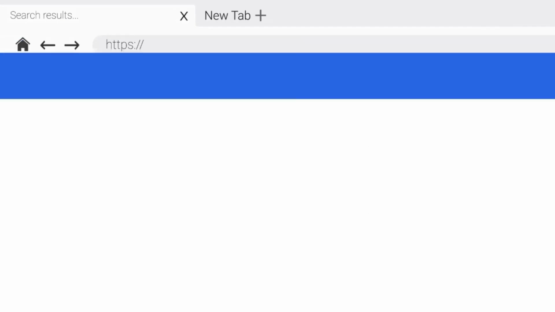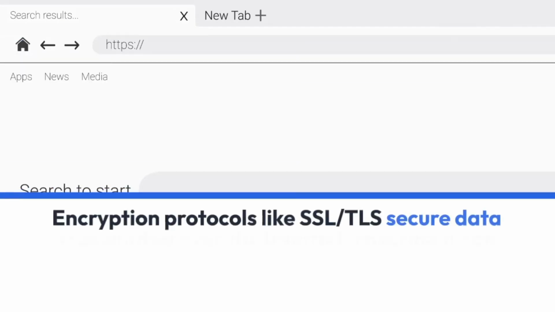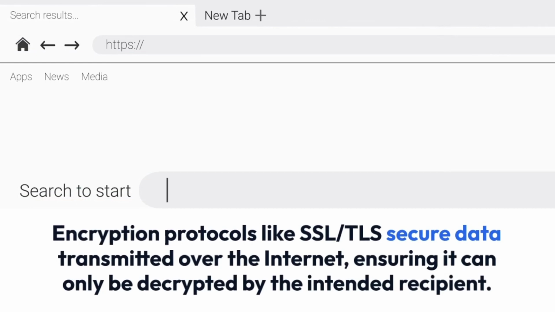Ninth one is encryption. To secure data transmitted over the internet, encryption protocols like SSL and TLS are used for activities like online banking, shopping, and more. These protocols ensure that data is scrambled during transmission and can only be decrypted by the intended recipient.